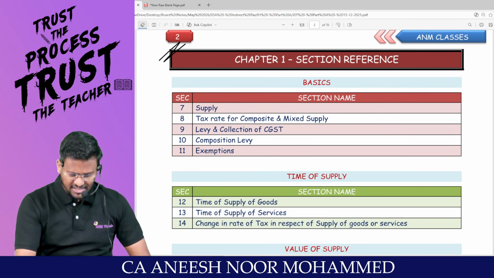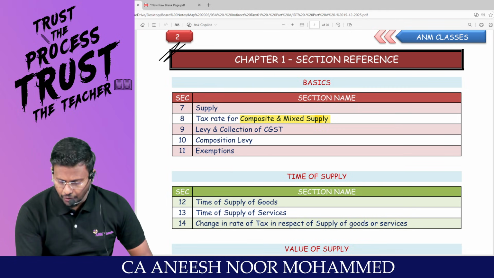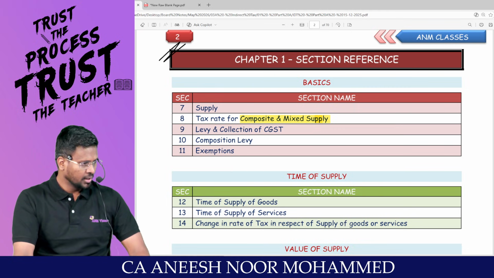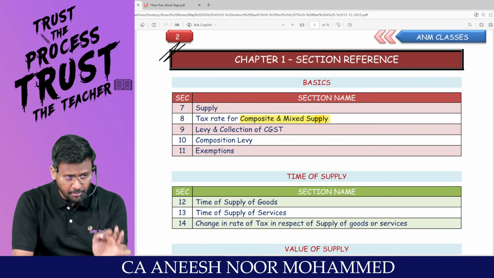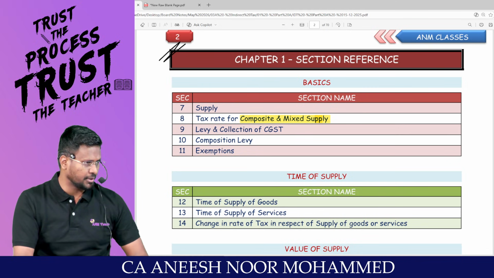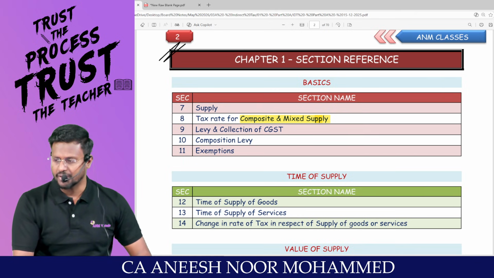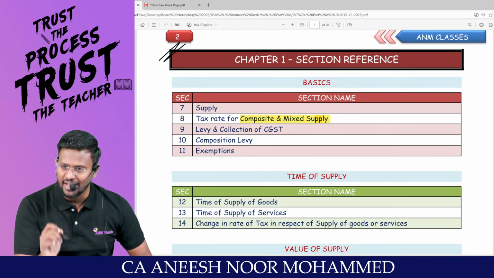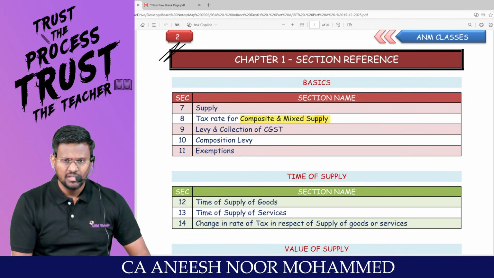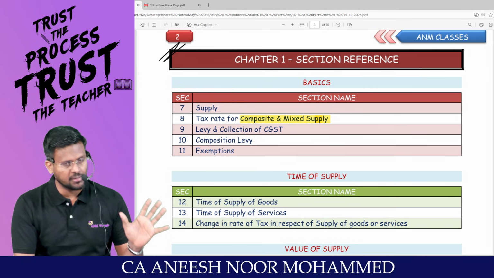Section 8, tax rate for composite and mixed supply. So my dear lovable students, that supply may be either a composite supply or a mixed supply. What is the tax rate for a composite supply, and what is the tax rate for a mixed supply, is explained in Section 8. So what is Section 7? Supply. What is Section 8? Tax rate for composite and mixed supply.